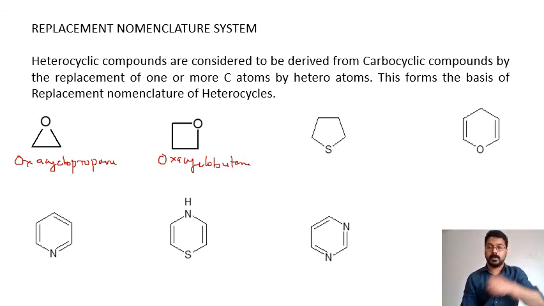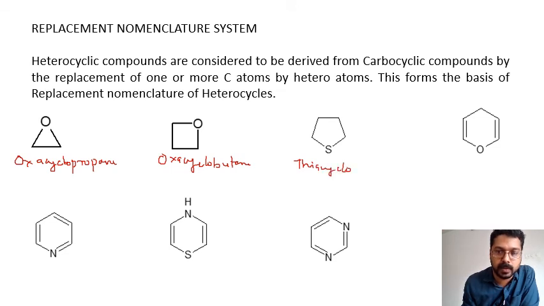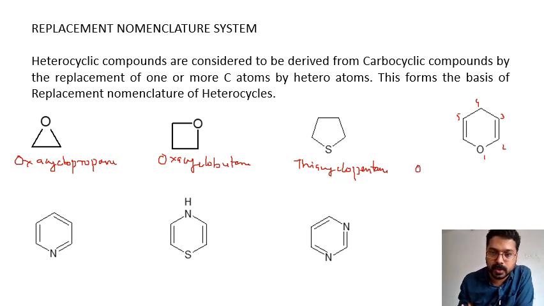Okay. Next is cyclopentane, where sulfur is replacing a carbon. So it is thiacyclopentane. Numbering 1, 2, 3, 4, 5, with 2,5-diene. So it is oxacyclopenta-2,5-diene.